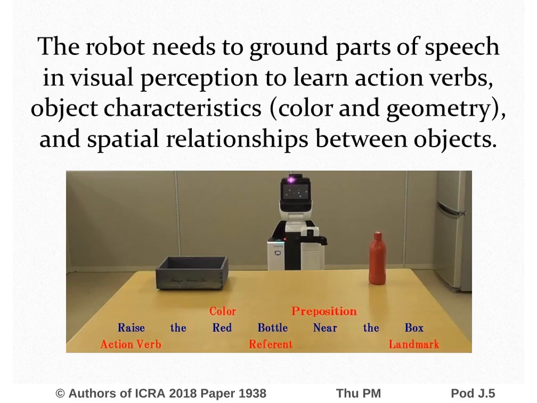The robot needs to ground parts of speech in visual perception in order to learn the meaning of the words: the action verb, and the color, referent, preposition, and landmark referring words.